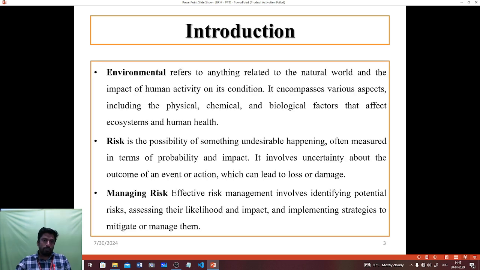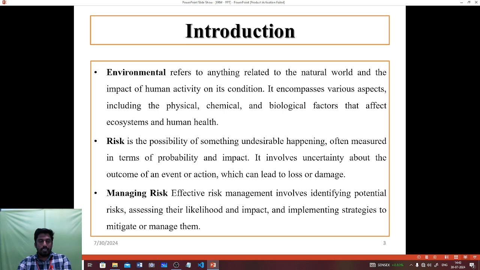First of all, what is the environment? The environment is all the living and non-living organisms in the surrounding areas. Due to some impact, created by our own activity or natural activity, that can affect our environment. So we have to protect the environment through feasible activities.